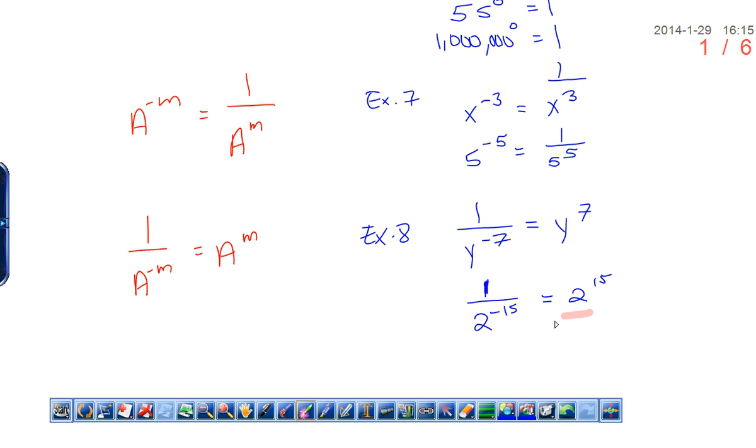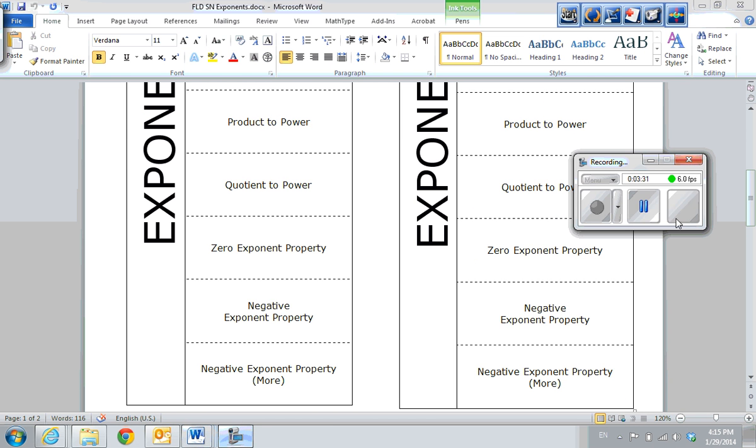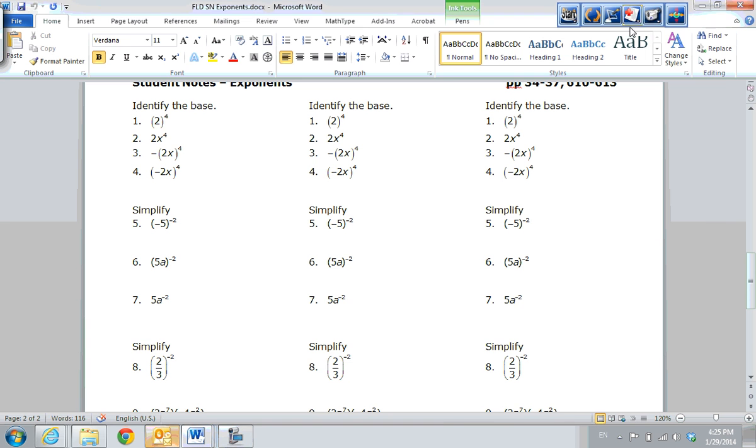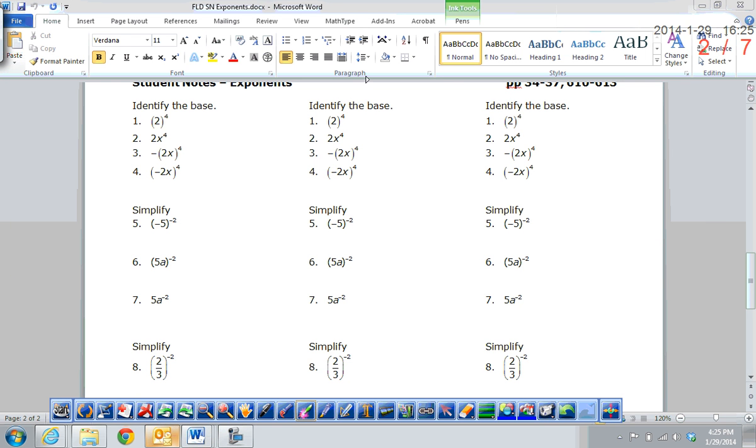All right, those are the rules. Let's do a couple examples and then we'll be done. All right, so we have our problems here. 1 through 4 just want us to identify the base. The base is the part that's being raised to the exponent. So number 1 is 2. Number 2 is just x. It's just this part. On number 3, it's the 2x, and number 4 is the negative 2x. So it's whatever's being raised to the exponent.